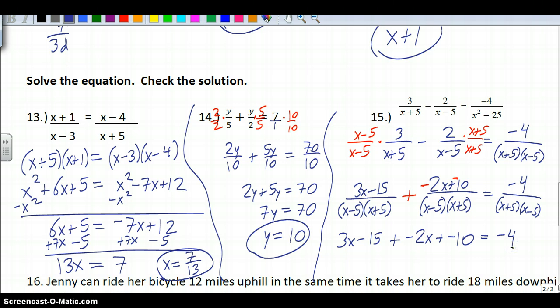Okay, we got rid of the denominators. 3x plus a negative 2x is just x. Negative 15 plus a negative 10 is negative 25 equals negative 4. You're going to add 25, which means x equals 21. Is that in our restrictions? The answer is nope. So there's your answer, x equals 21. Always, always, always check your restrictions. Make sure your answer for these equations is not in your restrictions.